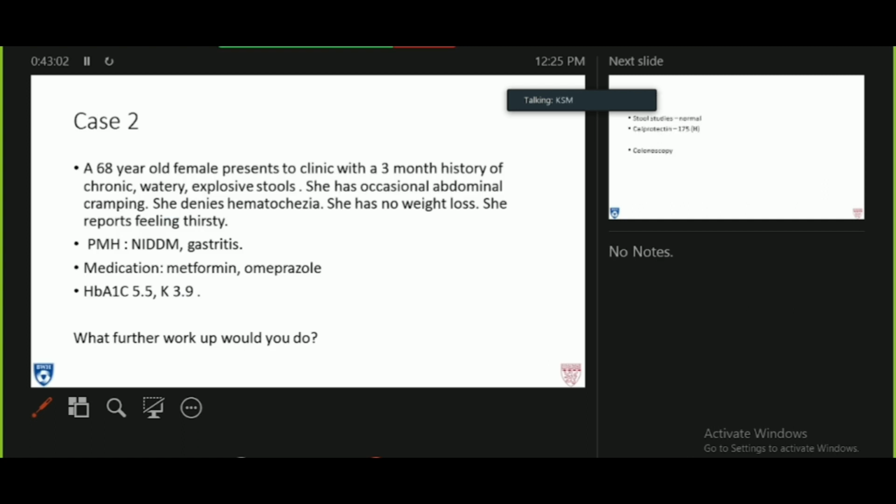Moving on to our next case. This is a 68-year-old female who presented to clinic with a 3-month history of chronic watery explosive stools. She has occasional abdominal cramping and denies hematochezia and no weight loss. She feels thirsty. She's a type 2 diabetic on metformin, also has gastritis on omeprazole. HbA1c is pretty good. She's a bit hypokalemic, probably because of her diarrhea. Any ideas of what you'd like to do for your further workup?